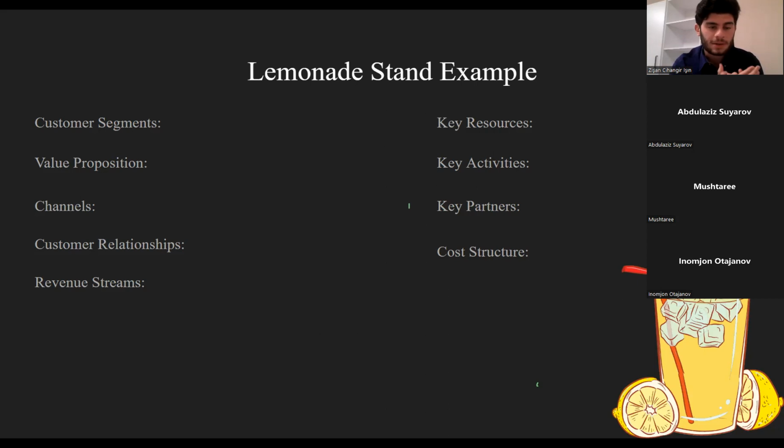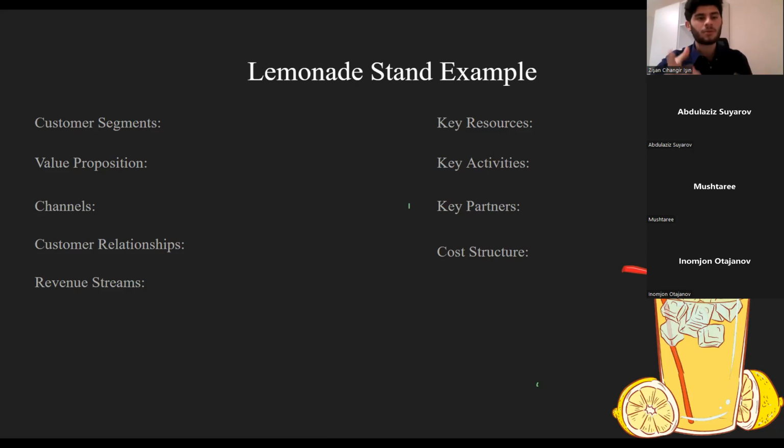The next part was, if you remember, customer relationships. Like, we have decided on our customers, and who are the customers actually, basically. This customer relationships and customer segments part could be usually confused.